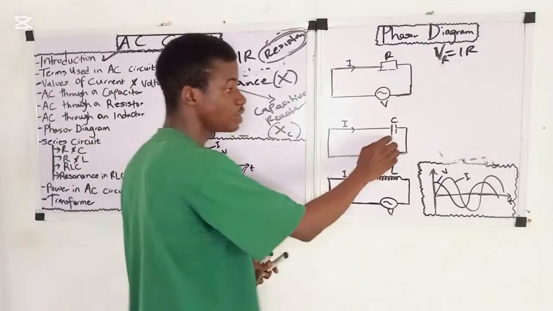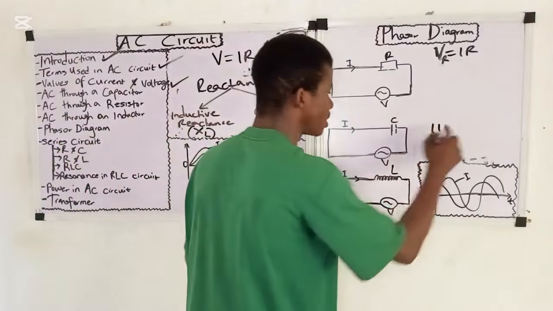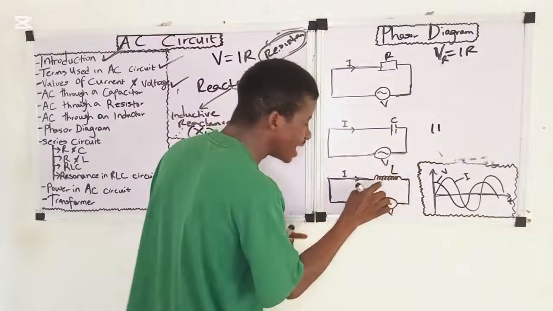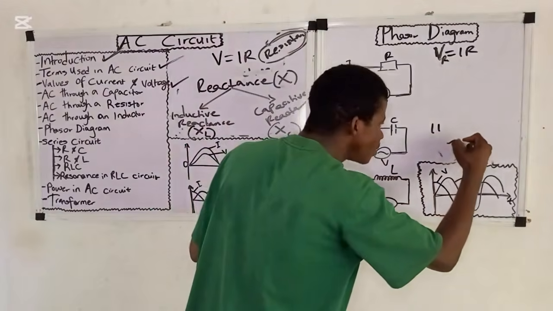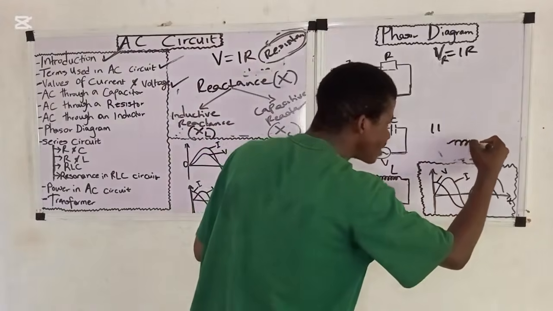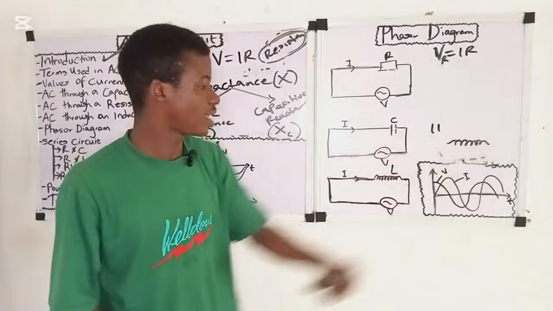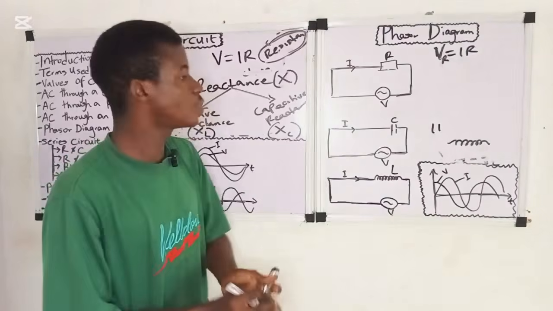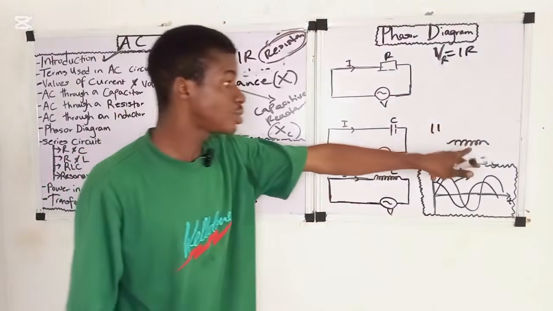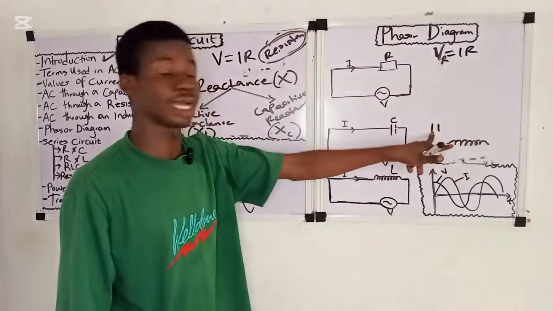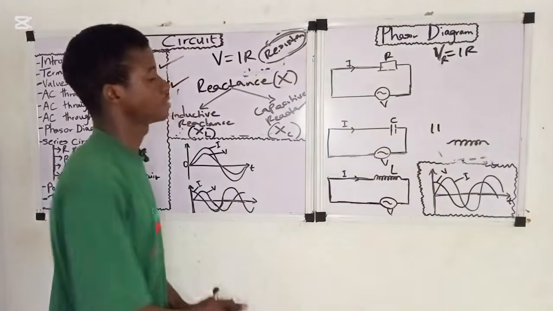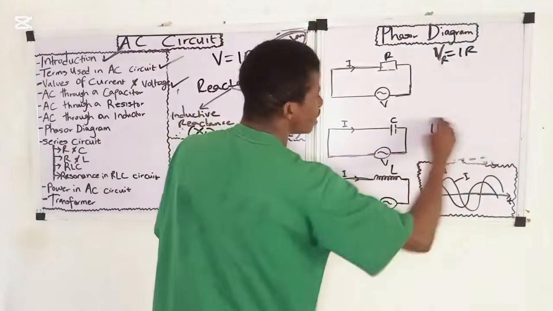Now, before we continue, when you see something like this, know that it is a capacitor. Then when you see a coil like this, you know that it is an inductor. Then you see this one, a capacitor. All right, now let's continue.